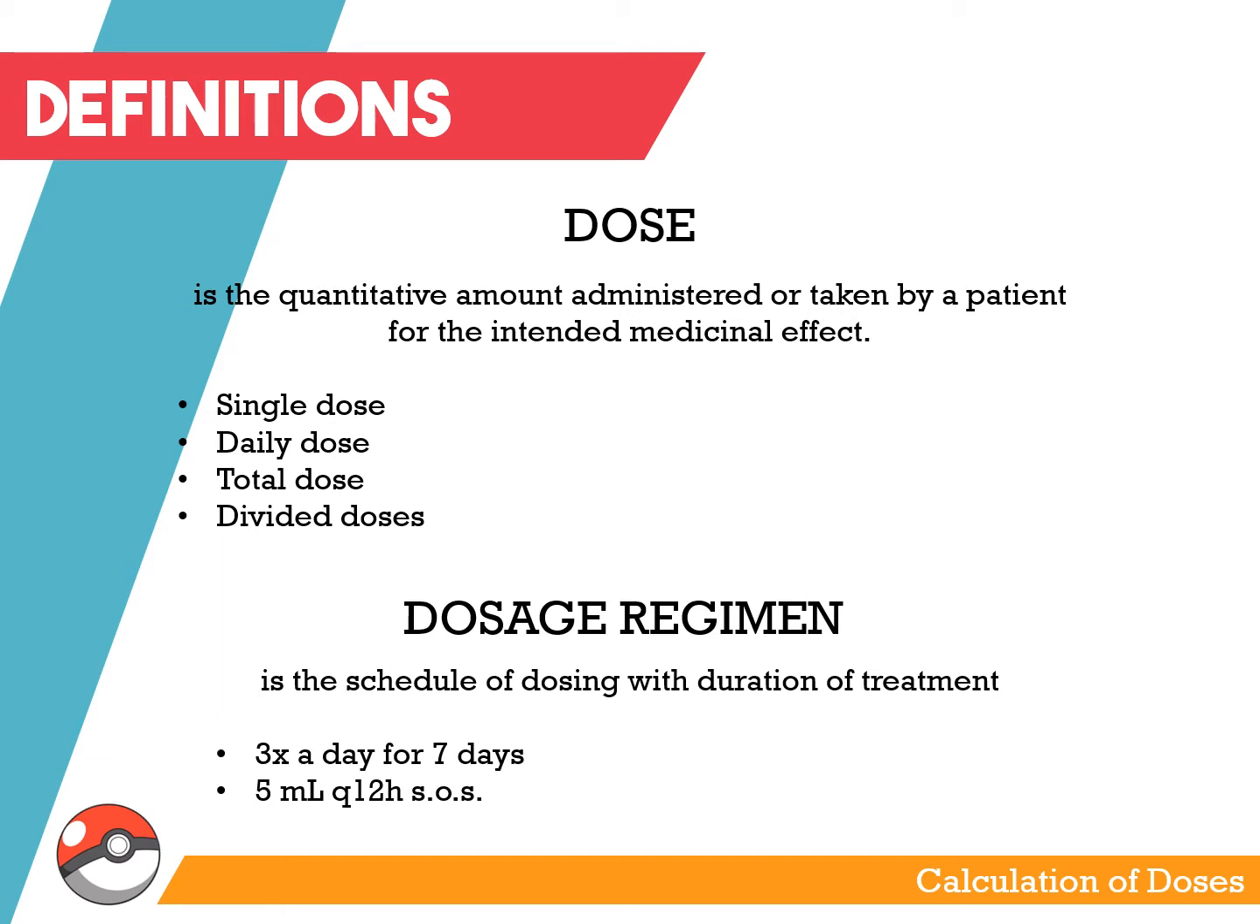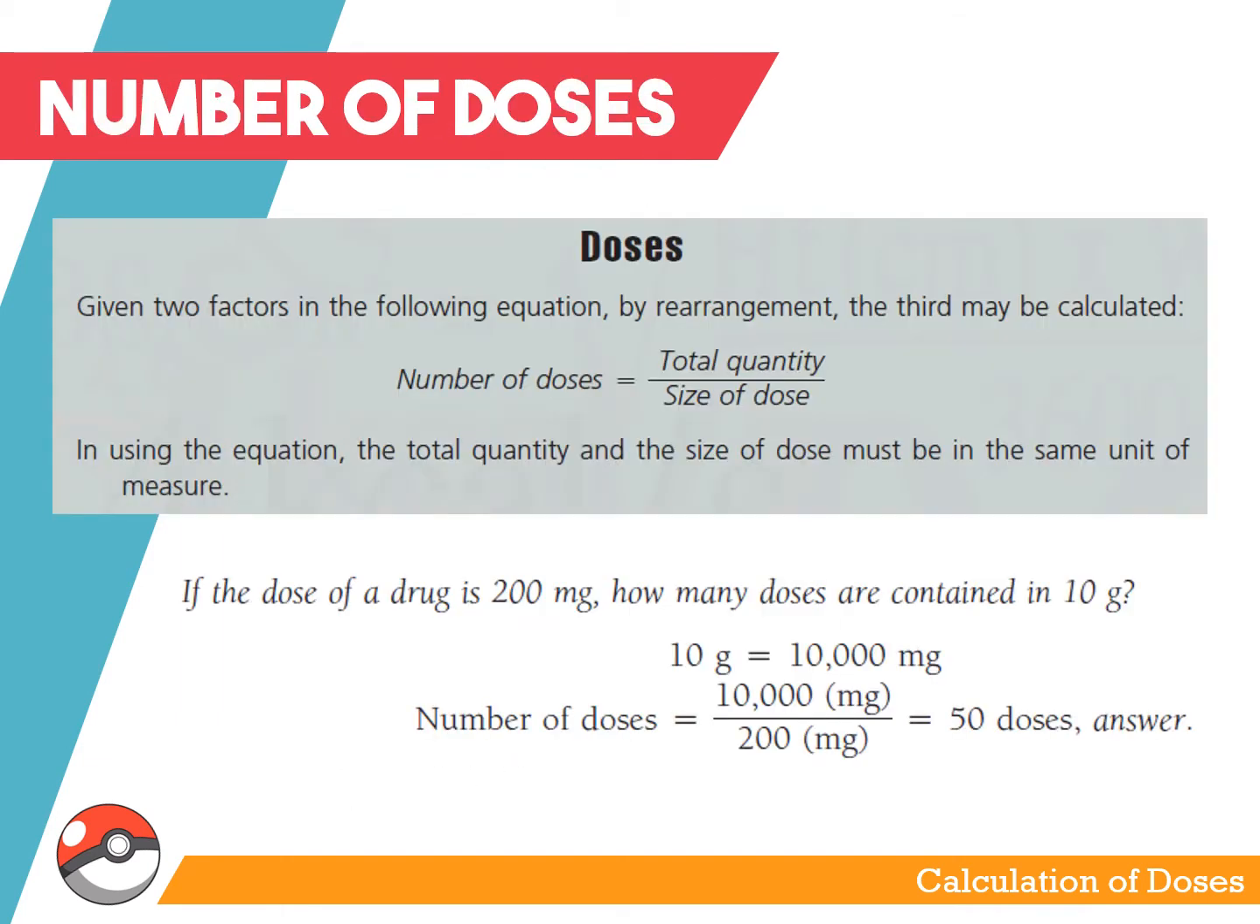needed. So to compute for the number of doses, you should simply divide the total quantity over the size of the dose. So in using this equation, the total quantity and the size of the dose must be in the same unit of measure. So for example, if the dose of a drug is 200 milligrams, how many doses are contained in 10 grams? So the first thing you need to do is to make sure that the units of the given are the same.